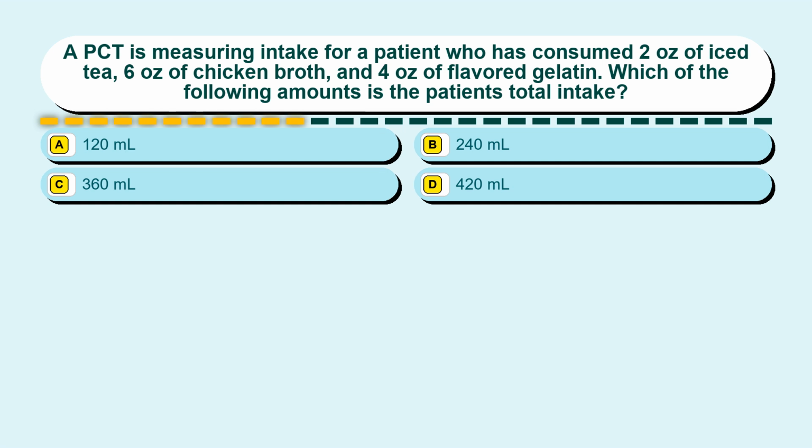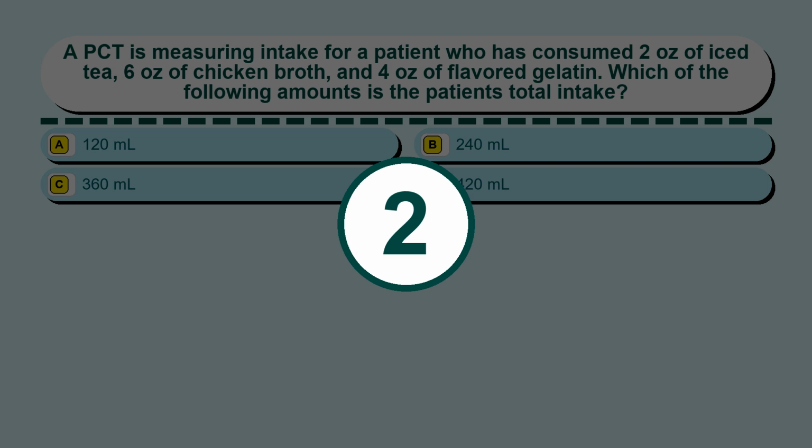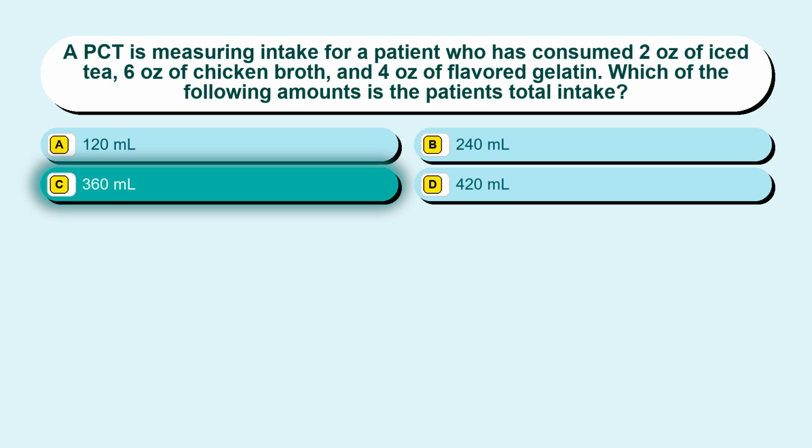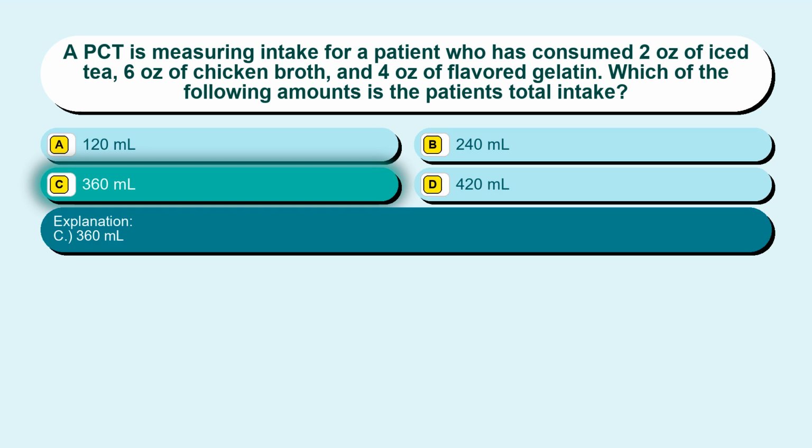Option A, 120 ml. Option B, 240 ml. Option C, 360 ml. Option D, 420 ml. The correct answer is option C, 360 ml. Question 71.